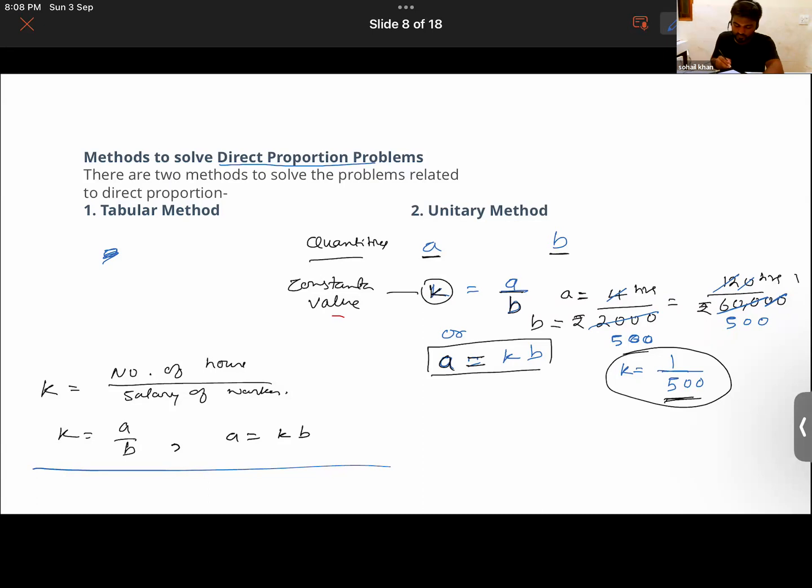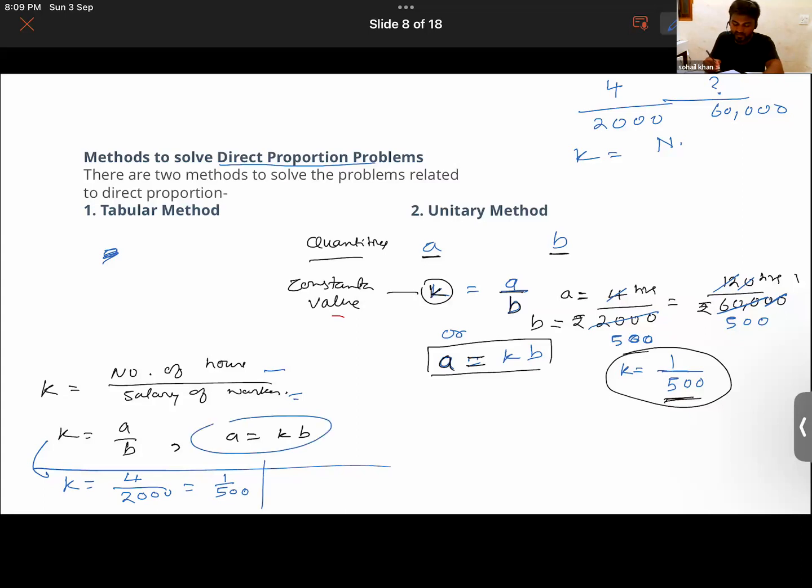Okay, so if you were in the same question, let me write the question. The question was that for 4 hours, the person was getting 2,000 salary. For how many hours will he have to work in order to get 60,000 rupees? So K is number of hours upon salary of worker, that is A upon B. So 4 upon 2,000 will give you K, that is 1 upon 500. So you have got the value of K.